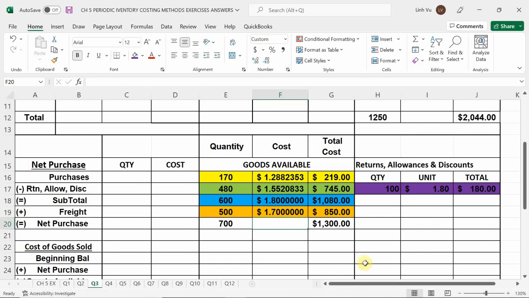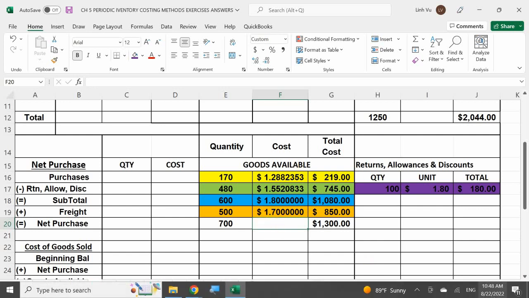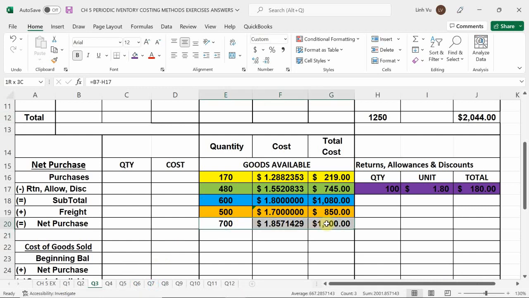No worries. Okay, so now I have a new quantity of 700 units and a new total cost of $1,300, because I got a refund. Because I have a new quantity and a new total cost, I need to recalculate what the cost per item is going to be, which is $1.857149. Okay, and this is my purple batch of inventory.